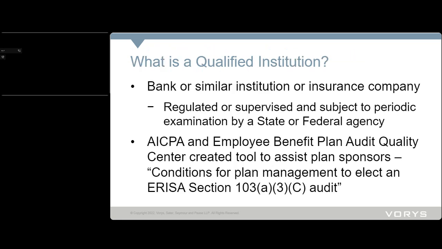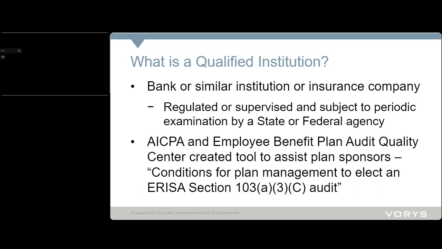So I went ahead and put on here what a qualified institution is, so that you can look and say, what is that? ERISA defines a qualified institution as a bank or similar institution, such as a trust company or insurance company, that's either regulated or supervised and subject to periodic examination by a state or federal agency. Well, how do you do all the other steps? You can look at the qualified institution and say, okay, does this meet the requirements? But how do you do all the other stuff?